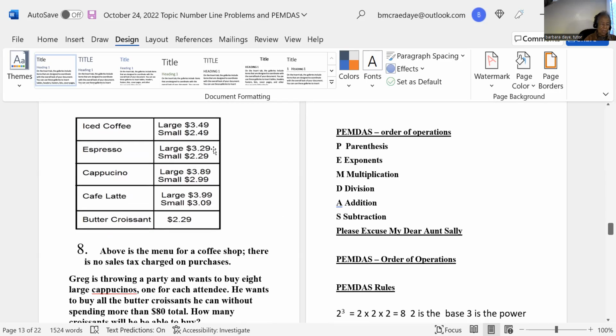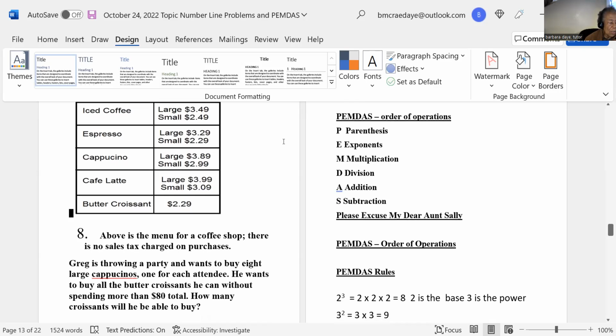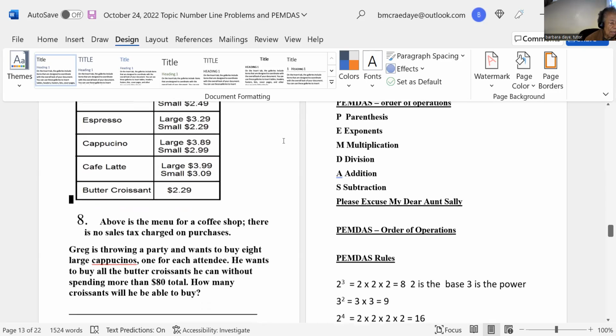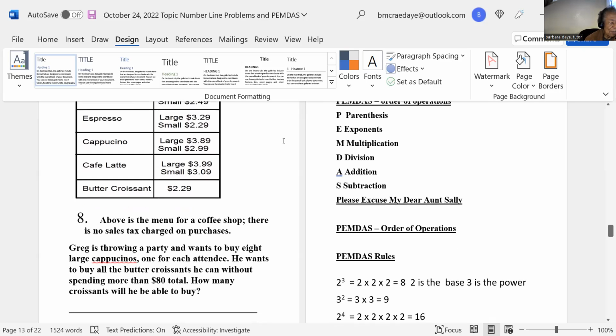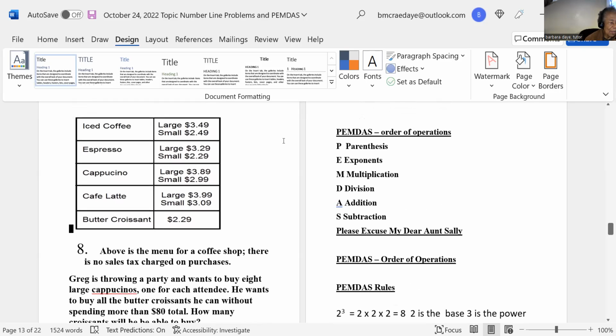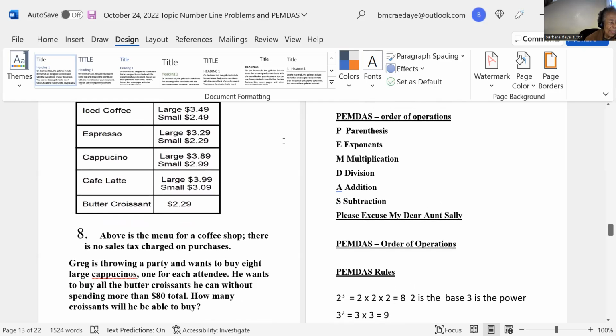So above is the menu for a coffee shop. There's no sales tax charged on the purchases. Greg is throwing a party and he wants to buy 8 large cappuccinos, one for each attendee. He wants to buy all the buttered croissants he can without spending more than $80 total. How many croissants will he be able to buy? I want you to think about that and tell me how you would solve it. I'll give you a few minutes to look at it.